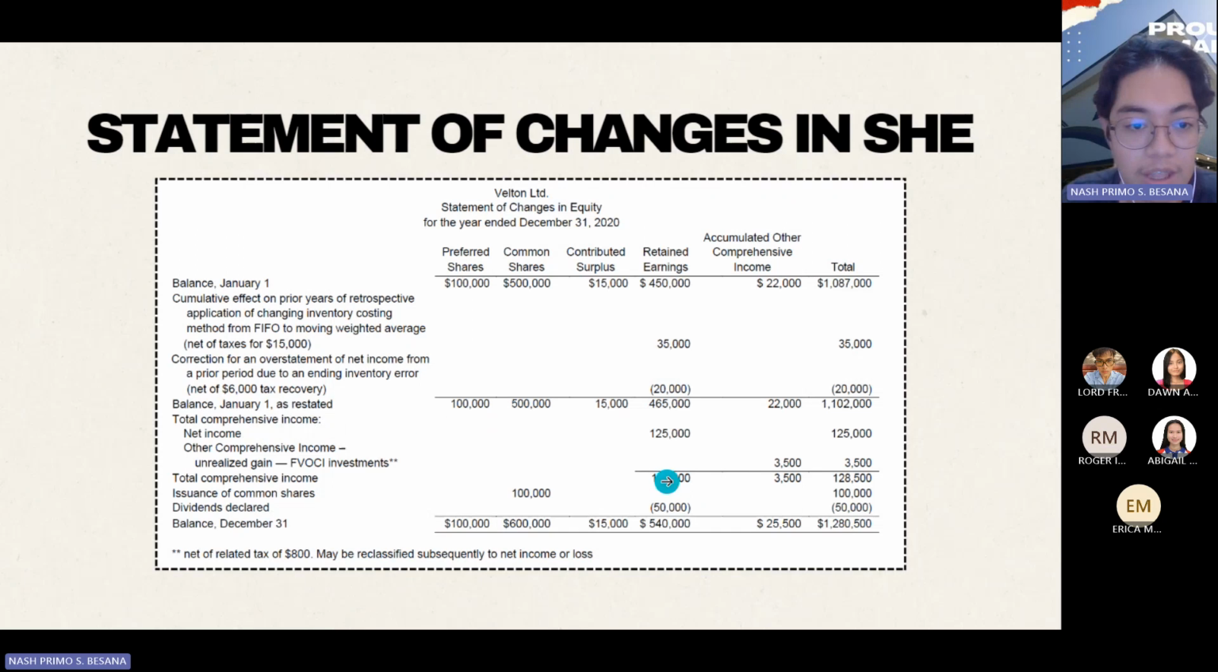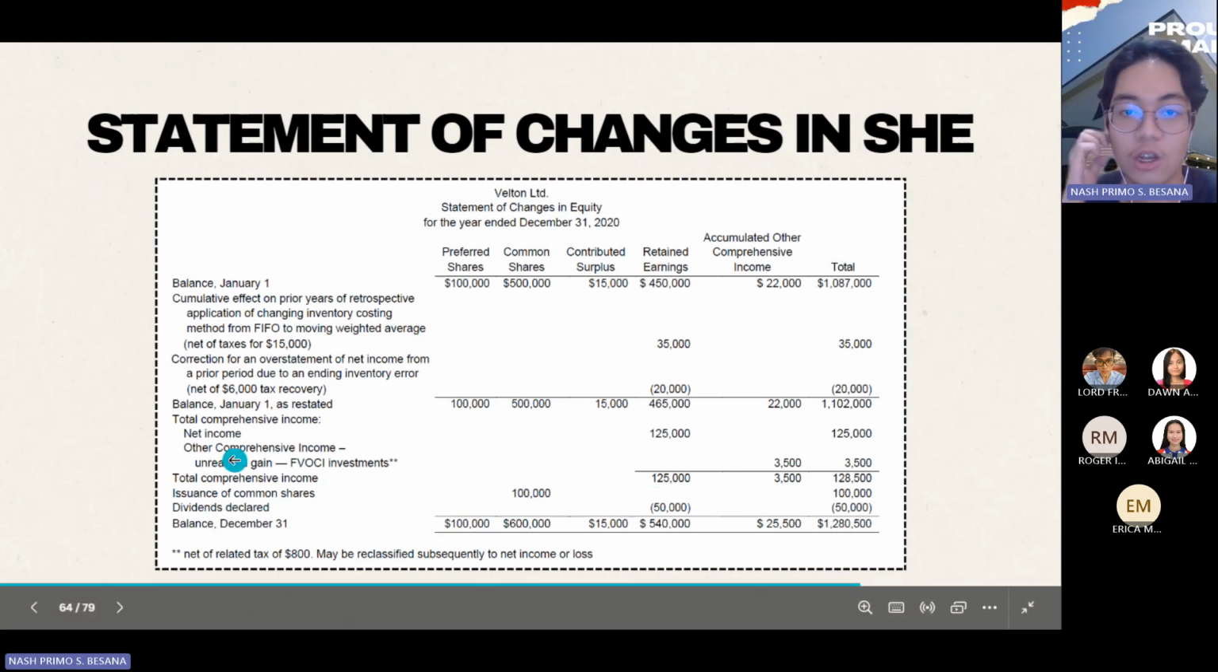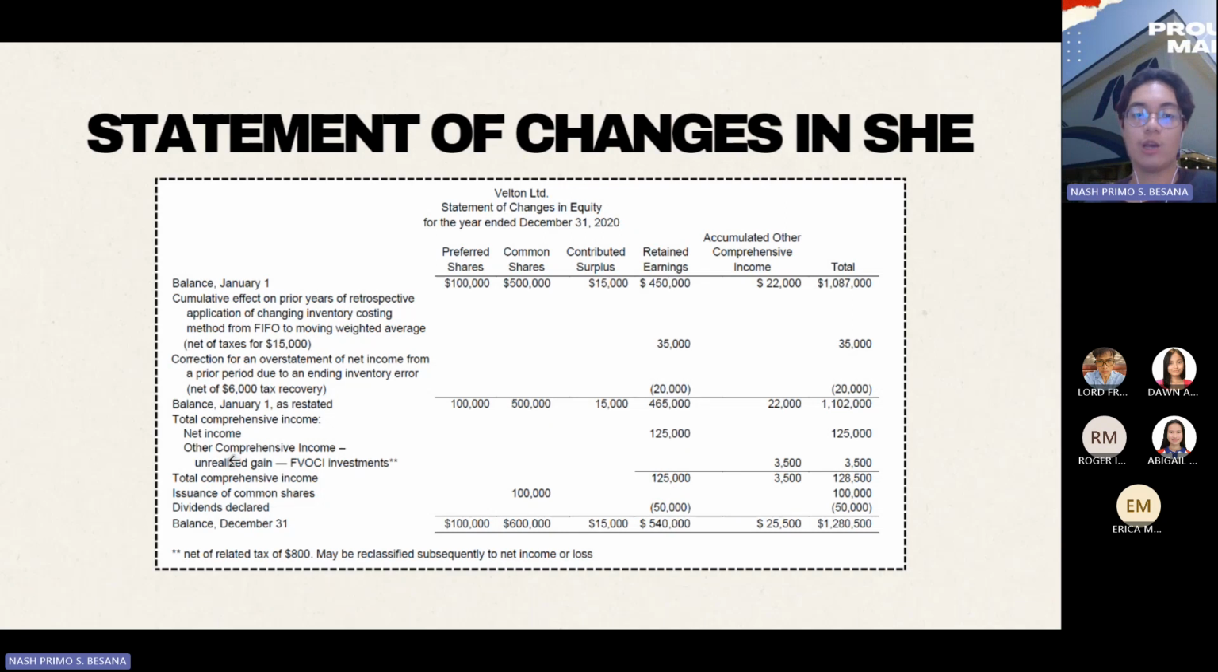So ayan. And then you could also add sa retained earnings yung net income, OCI, and then nagbawas din siya ng 50,000 for dividends declared. So ayun yung statement of changes in equity.